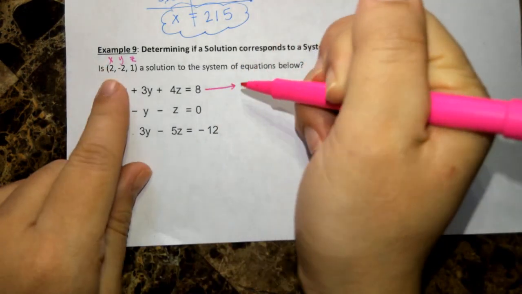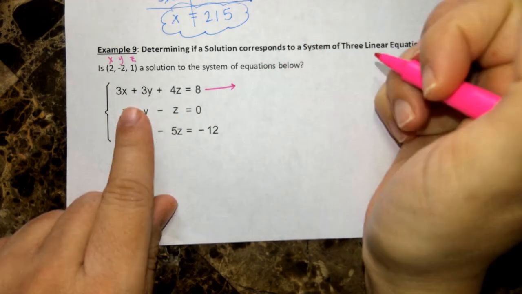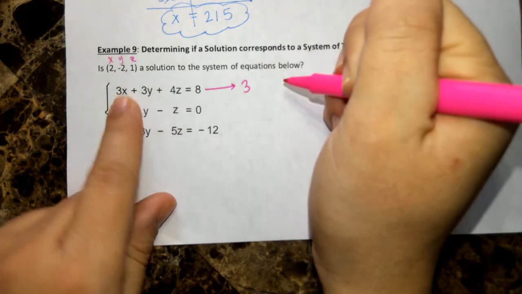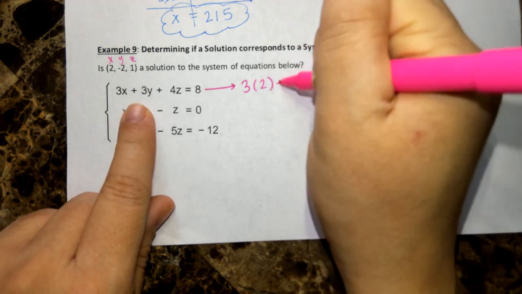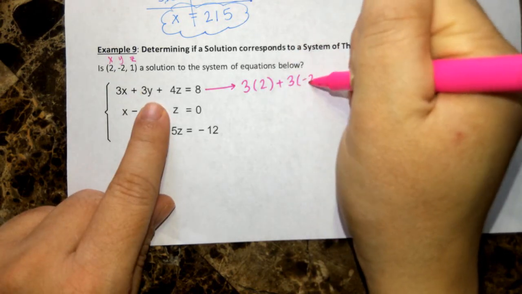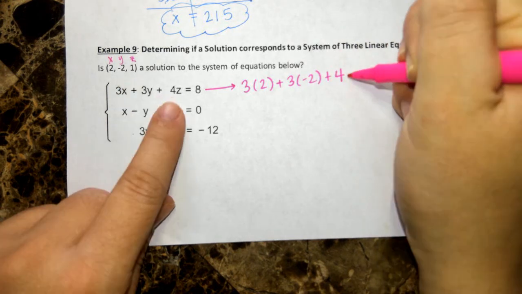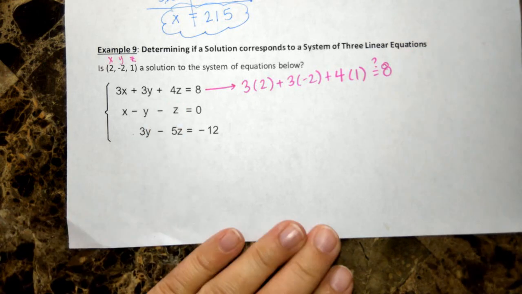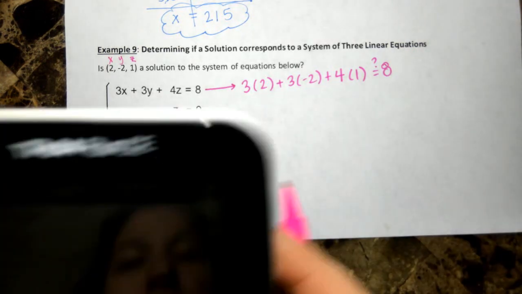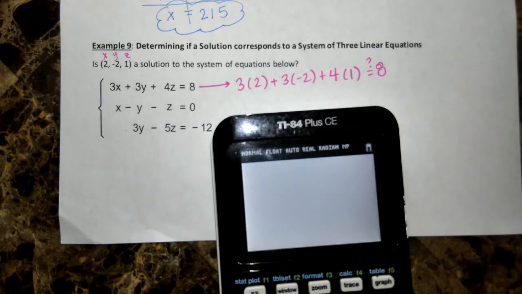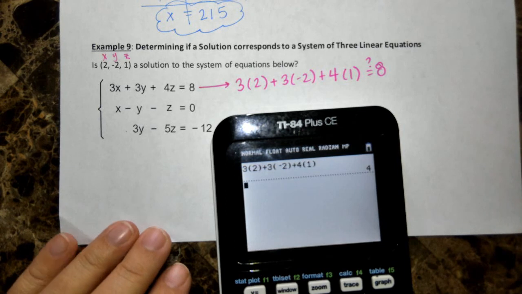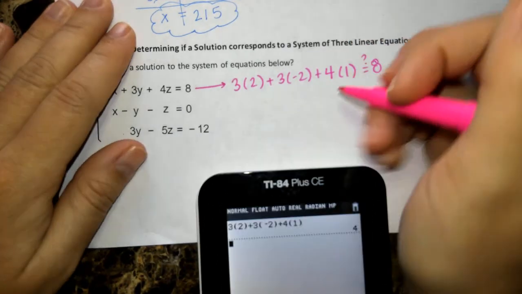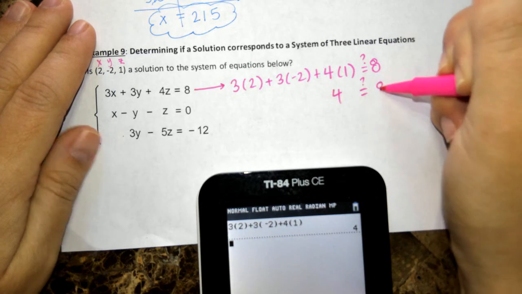I'm just going to take 2, negative 2, and 1 and plug it into my first equation. And I will get 3 instead of x, I'm going to plug in 2, plus 3 instead of y, I'm going to plug in negative 2, plus 4 instead of z, I'm going to plug in 1. And I want to see if it equals 8. So let's see, I'm actually going to use my calculator to help me save some time on some of the math. 3 times 2 plus 3 times negative 2 plus 4 times 1, and oh, it does not, it actually gives me 4. So I actually know that this does not equal 8.